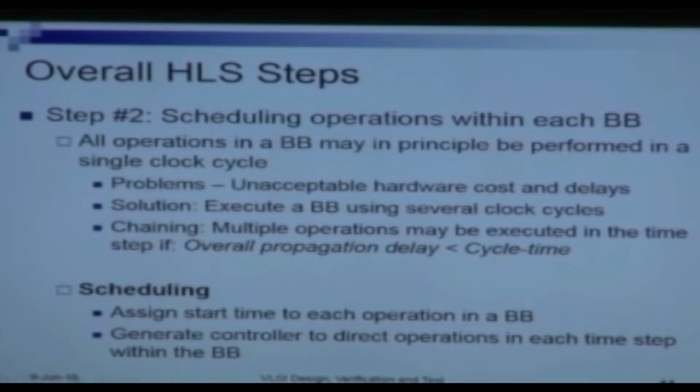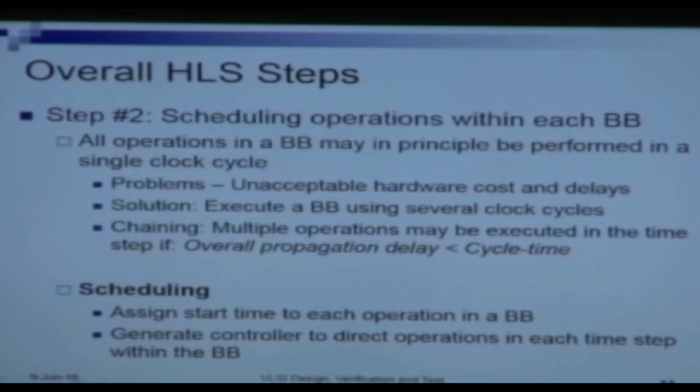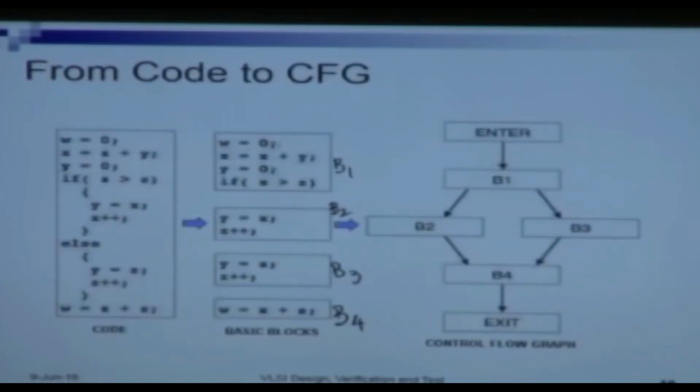Right. Now, because there are only combinational components inside a basic block, we can understand that all operations within a basic block in principle can be performed within a single clock cycle. Why? Because if we go into the previous basic block, here w equals 0, x equals x plus y, y equals 0, and this if x greater than z computation, we see that there is no control or loop inside it. So data enters, everything cannot be done in parallel, it has to be done in sequence, but we don't need time to explicitly pass in between them. In a single clock step, I can do all these operations together.